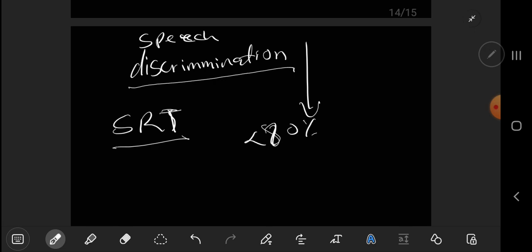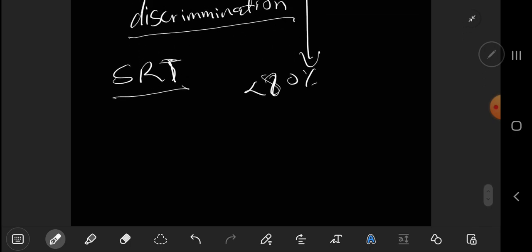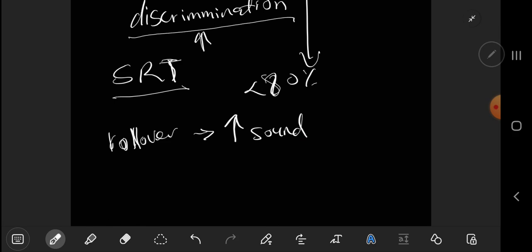below 80%. Now there is also a phenomenon called the rollover phenomenon. In this phenomenon, as you increase the sound, you expect that the discrimination will also be better, but no, you increase the sound but the speech discrimination decreases even though you increase the sound. This is something that is characteristic of retrocochlear pathologies like vestibular schwannoma.